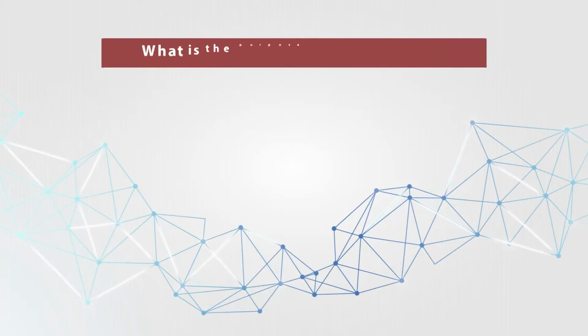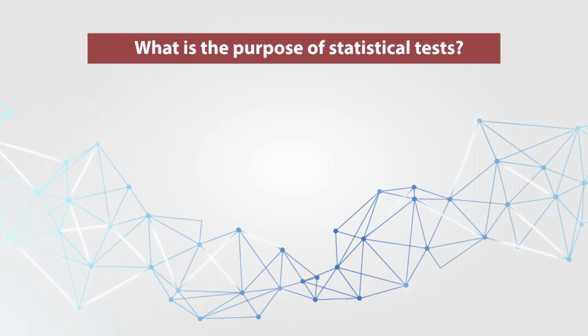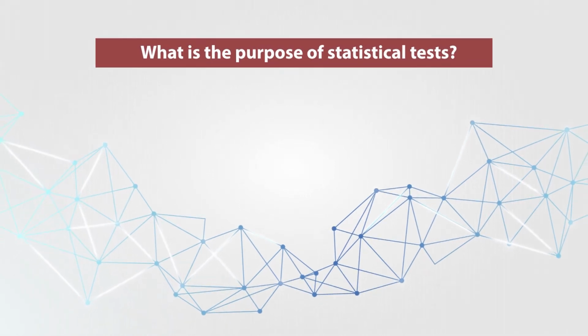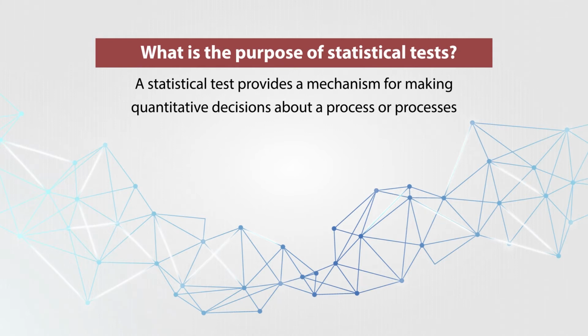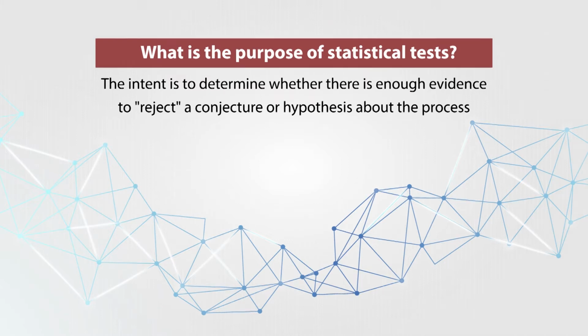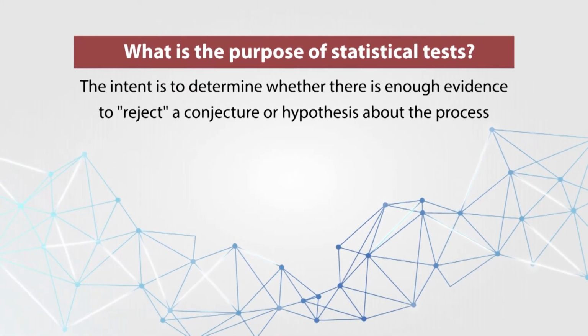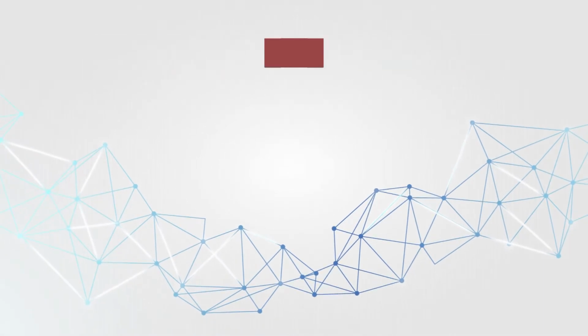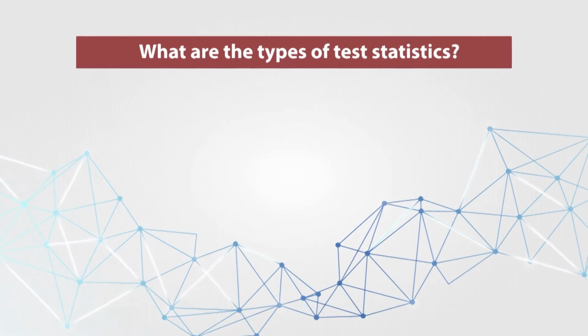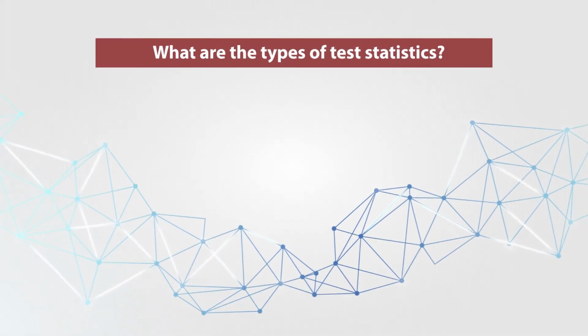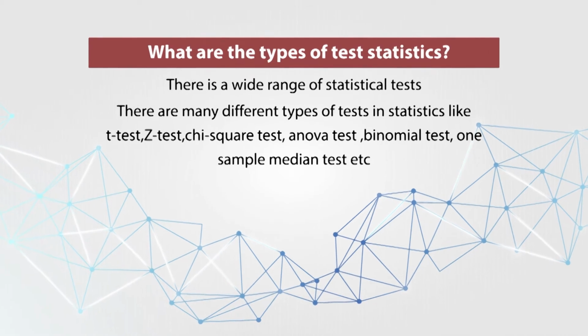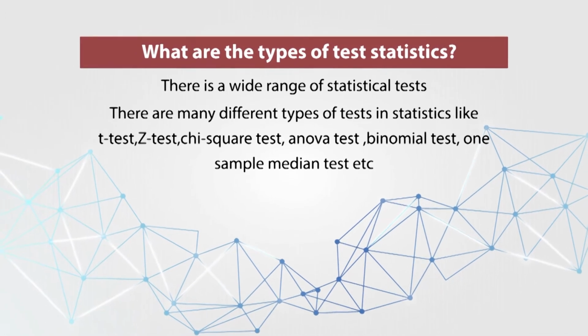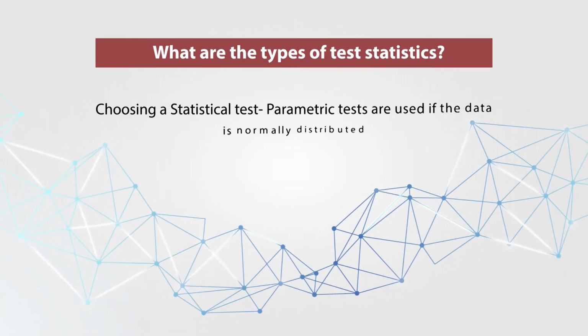When you talk about testing from a statistical perspective, there is a great purpose of statistical tests. A statistical test provides a mechanism for making quantitative decisions about a process or processes. The intent is to determine whether there is enough evidence to reject a conjecture or hypothesis about the process. Now, what are the types of test statistics? There is a wide range of statistical tests, like t-test, z-test, chi-square test, ANOVA test, binomial test, and one sample median test. In choosing a statistical test, parametric tests are used if the data is normally distributed.